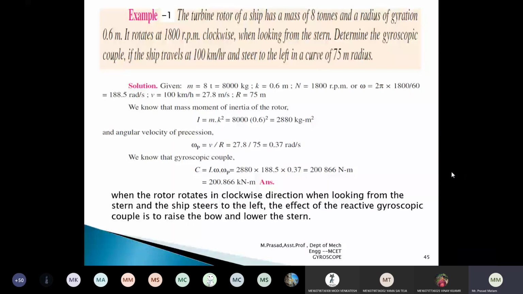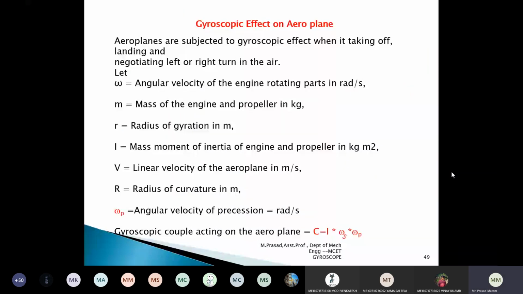Now you can see this is the gyroscopic effect on aeroplane. Yesterday we have discussed it. What is the gyroscopic couple here for an aeroplane? It is also the same, given as I into omega S into omega P. So we are discussing all the parameters. Aeroplanes are subjected to gyroscopic effect when taking off or landing. In aeroplanes, what type of motion can you see? An aeroplane may be taking off or landing. In these two cases only we can see the gyroscopic effect.